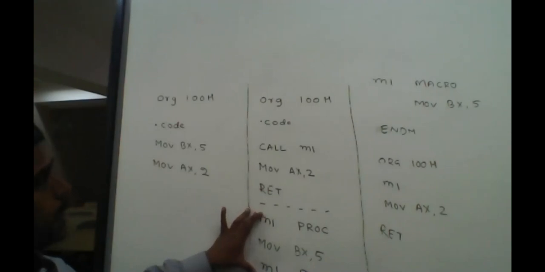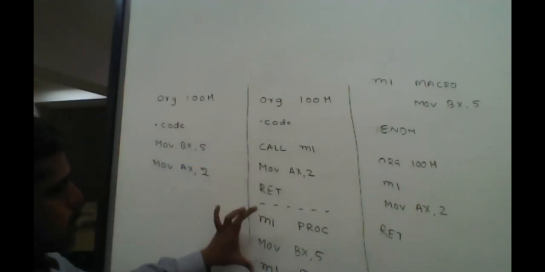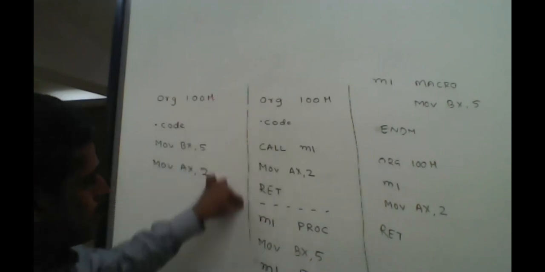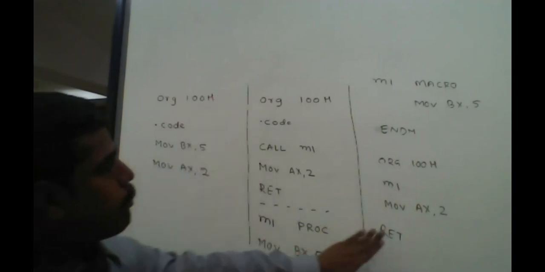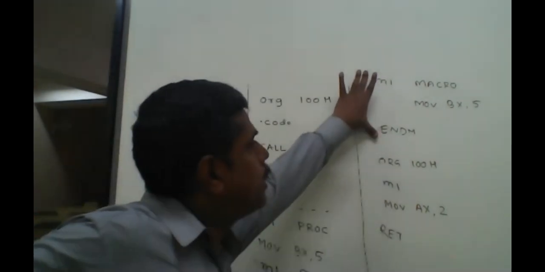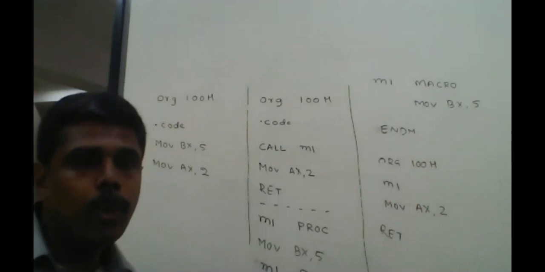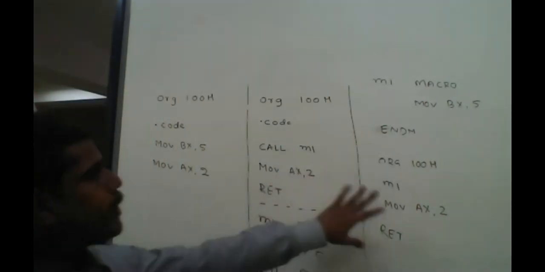A procedure is always written at the end of the code segment. So this is the end of the code segment. But a macro is always written before the code segment. Okay. So this is a difference between a macro and a procedure.